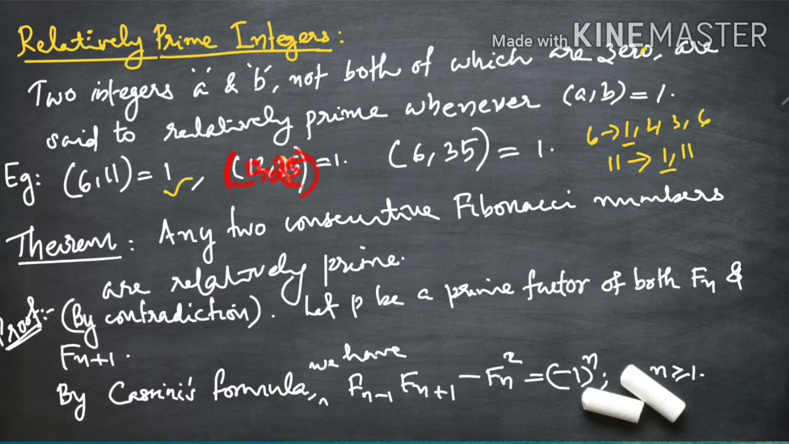Similarly, when we consider 12 and 25, they have no common factor other than 1. So their GCD is 1. That means 12 and 25 are also relatively prime numbers. Similarly, 6 and 35 are also relatively prime.